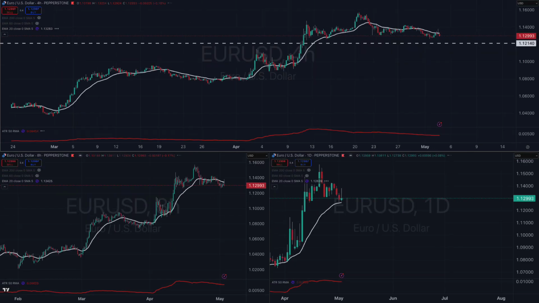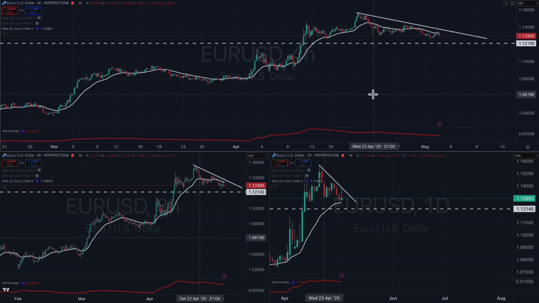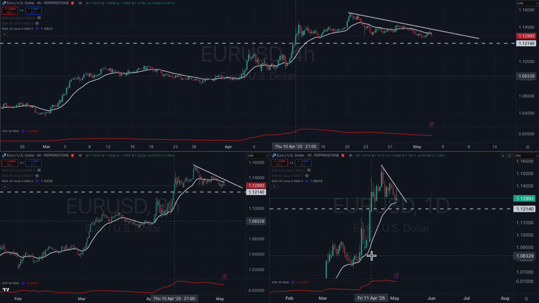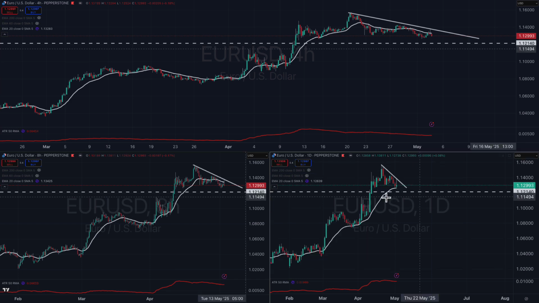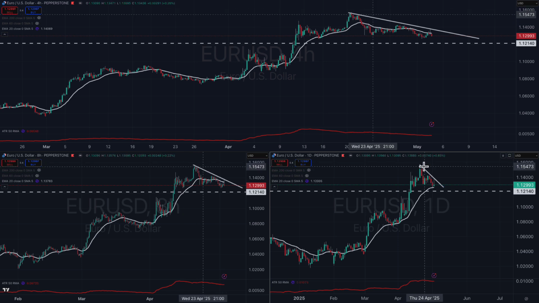The next opportunity that we have is the euro dollar. There are a few ways that we can play this. Obviously, if we look at the bigger picture, the broader context, we can see that the market certainly is in an uptrend. However, over the past week, the US dollar has recovered a little bit.